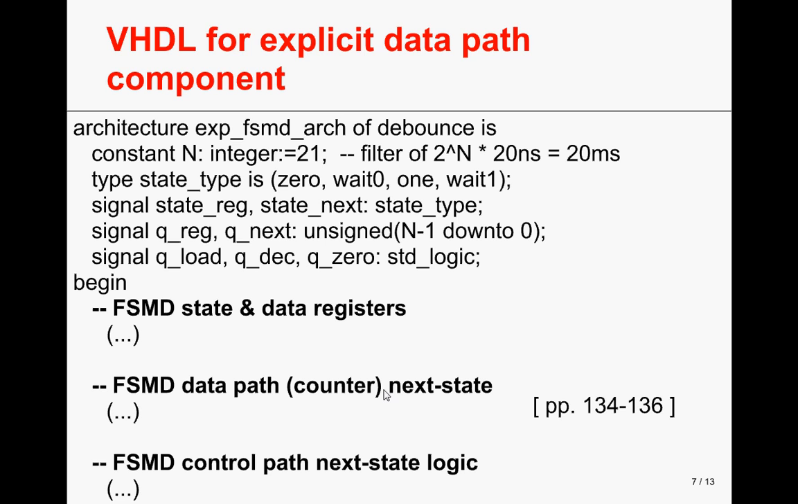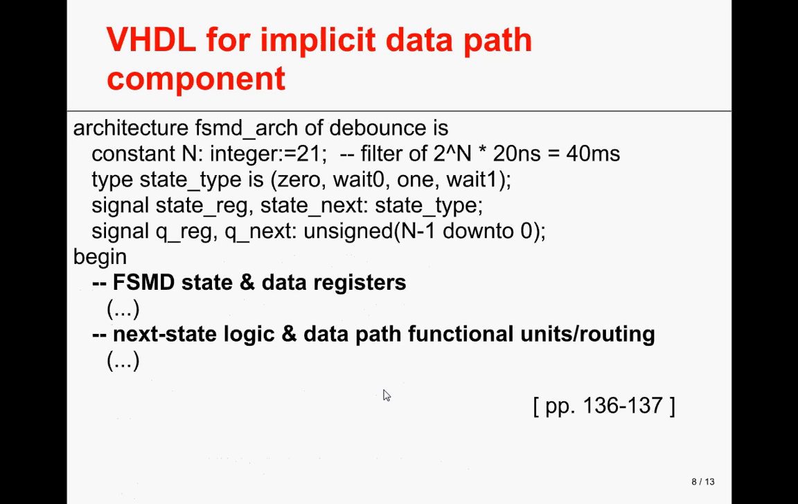This may provide for an easier to understand code in what corresponds to relating the code to the architecture, but at the same time it will be slightly more cumbersome, particularly in the size of the code. And the implicit alternative consists of merging the next state logic and datapath functional units and routing all in the same VHDL code. You will see that this is the more practical approach, and that is what we will be using in practice. Actually, we will look further into this implicit datapath component approach right now.